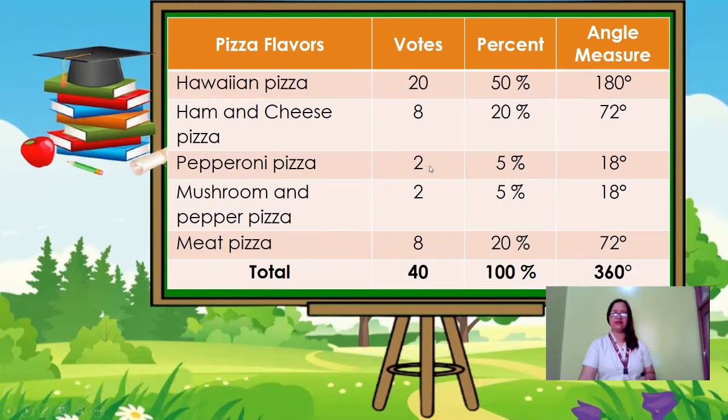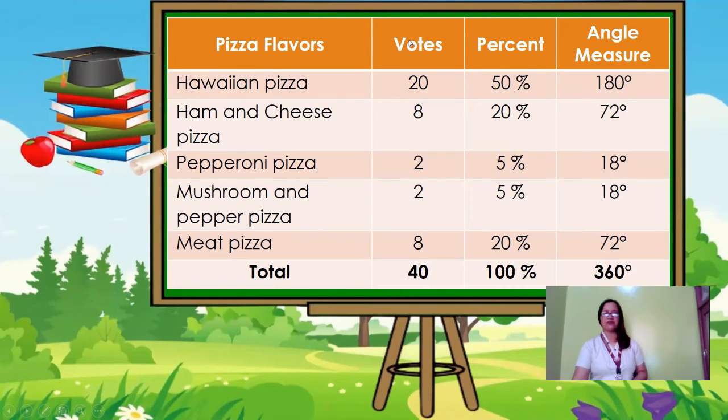Then the pepperoni, 2 votes for 5% and 18 degrees. The mushroom and pepper, 2 votes equivalent to 5%, and then the angle measure is 18 degrees. Then we have the meat pizza, 8 votes equivalent to 20%, which is 72 degrees in angle measure.